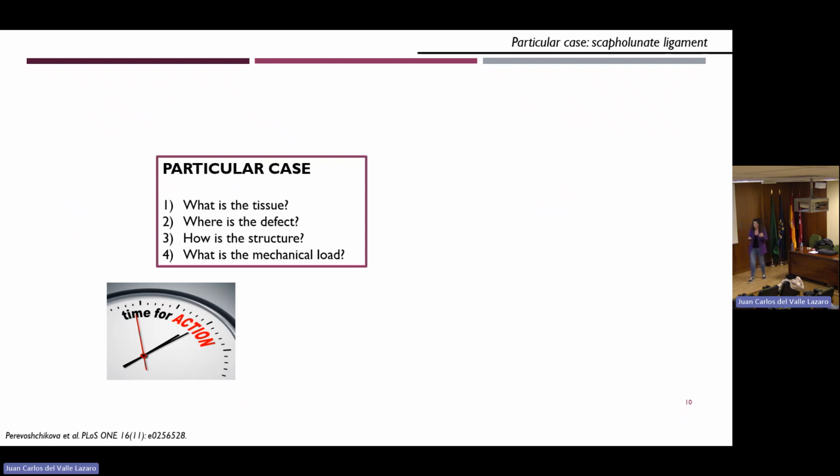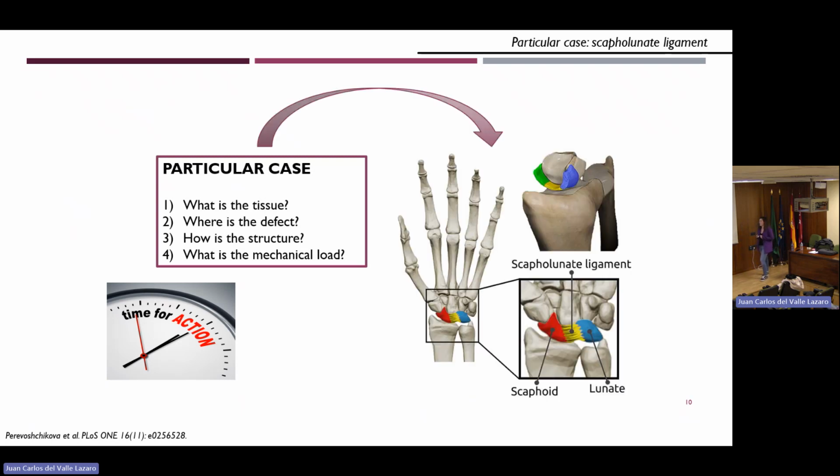I'm going to let you think again, because we have a particular case. So they told me the scapholunate ligament, where is it? First of all, I need to know what tissue it is. Well, I know it's ligament. Where is the defect? It's in the hand. This is important because it's not going to be the same, a ligament in the hand, than a ligament in the knee, than in the mouth, for example. How is the structure? This is an interosseous ligament. It has something relevant. And what is the mechanical load? Obviously, the load that we are going to support in our hand is not the same that we're going to support in our knee, for example. So I started to read and we came up with some ideas.